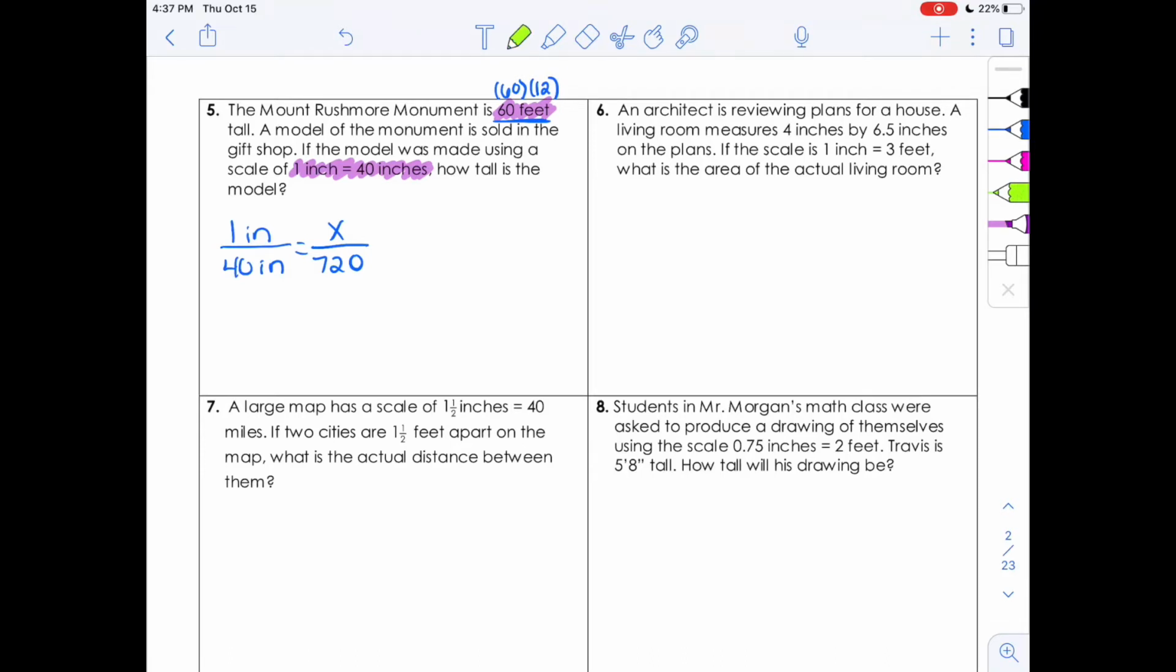Once this is set up, we can cross multiply 1 times 720 and then divide by 40. So go ahead using your calculator. 720 times 1 is 720. And then 720 divided by 40 is 18 inches.